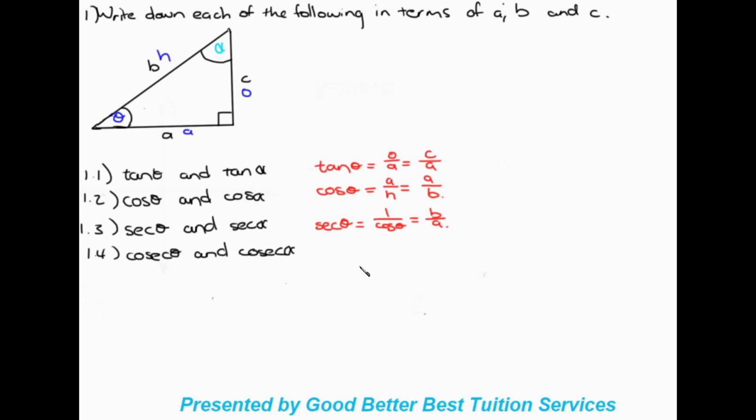Now we'll move on to cosec theta, which is 1 over sine theta. If we're not looking for opposite over hypotenuse, we're looking for hypotenuse over the opposite. So the hypotenuse is b over the opposite of c. And just like that, we've applied our reciprocals and ratios in an example.